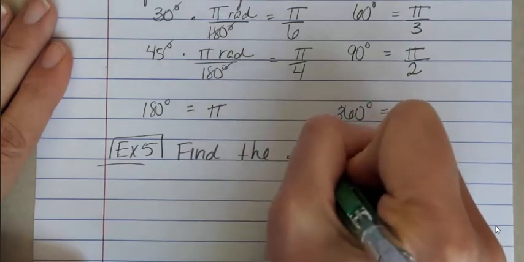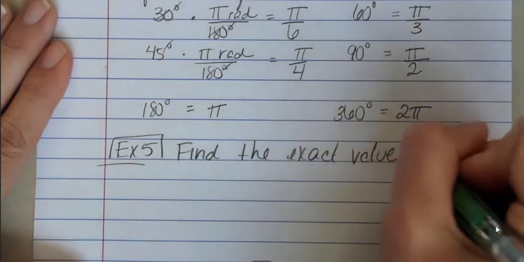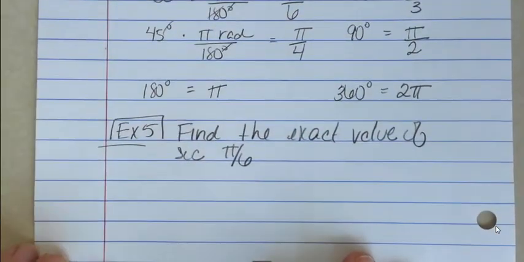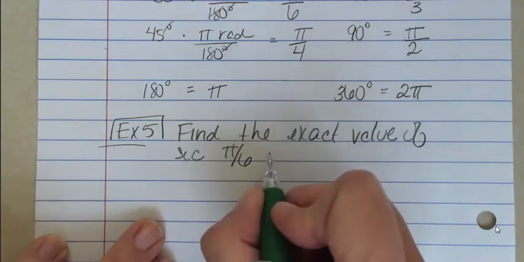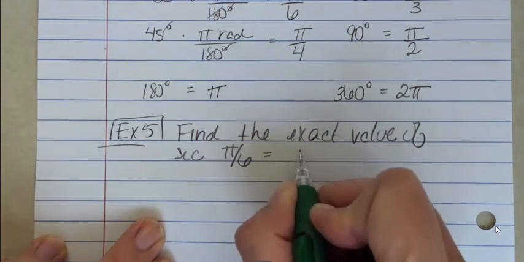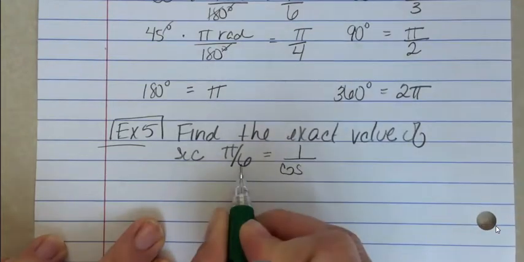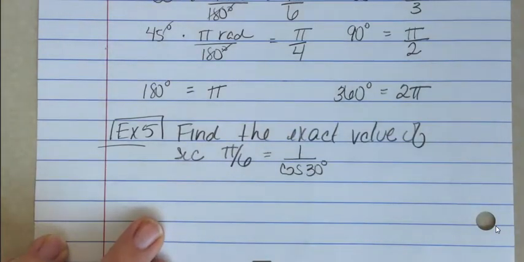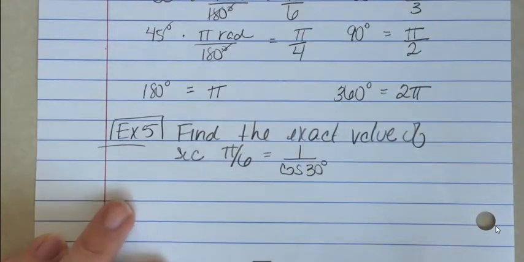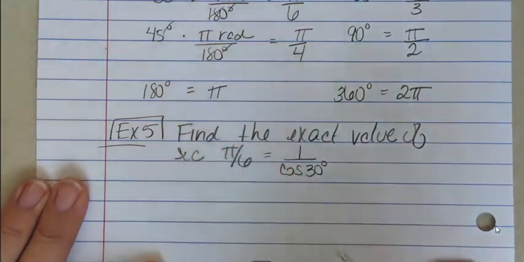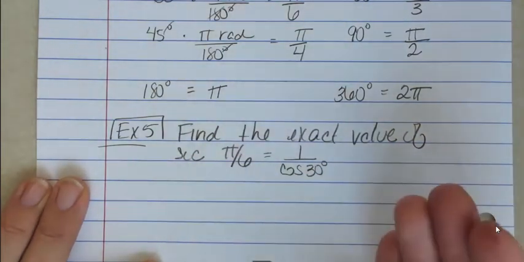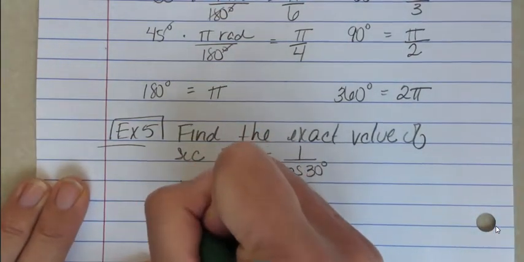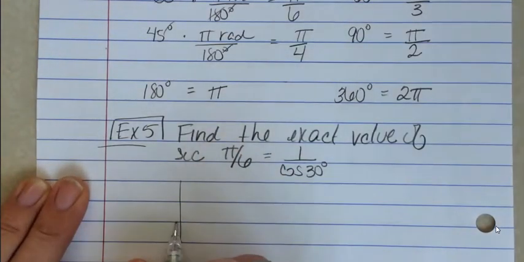Find the exact value of secant pi over 6. Well, secant is the same thing as 1 over cosine, right? So this is really 1 over cosine, and pi over 6 is the same thing as 30 degrees. So 1 over cosine of 30 degrees. So in order to do this, we need to know what cosine of 30 degrees is. So we're going to use our special right triangles, unless you have these memorized, which hopefully tomorrow after we do the unit circle, you'll start to get these back to being memorized.